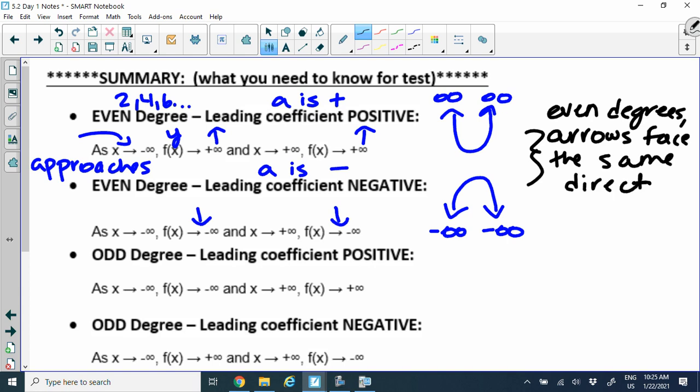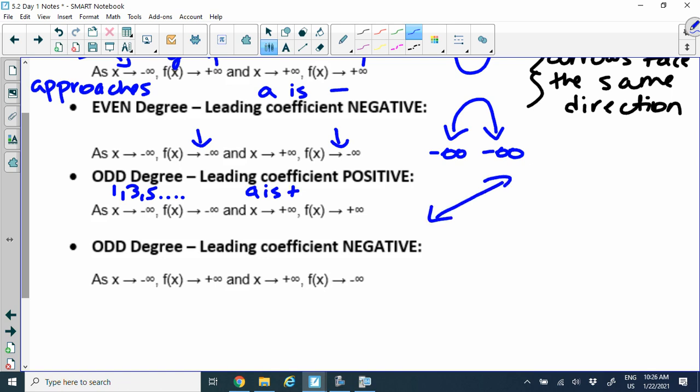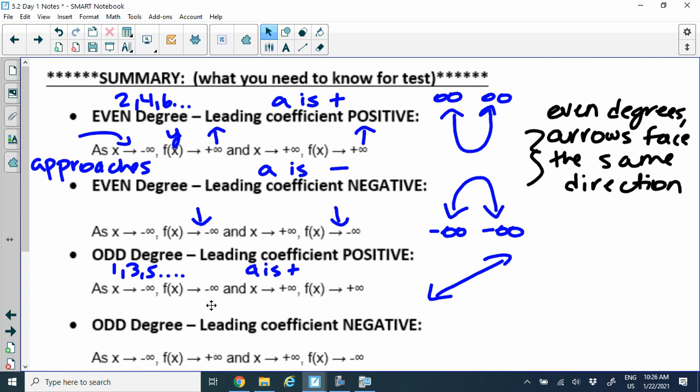But now let's talk about odd degrees, okay? So odd degrees represent like when we have 1, 3, 5. And what if our leading coefficient is positive? So a is positive. This is like, let's talk about linear functions, okay? So as our x approaches negative infinity, meaning that our x is going negative, so do our y values, the arrows facing down. So that means f of x goes to negative infinity. So we have a down arrow.